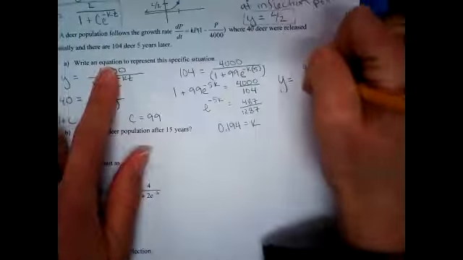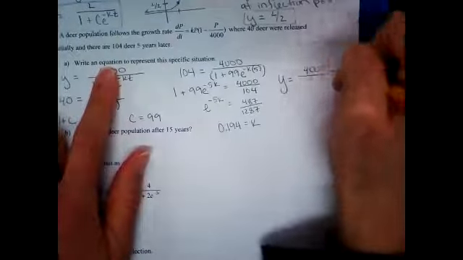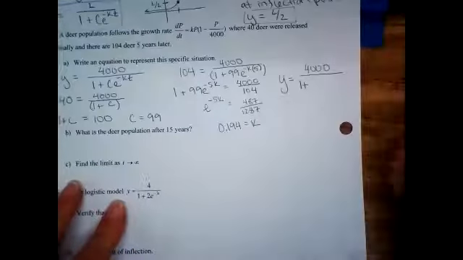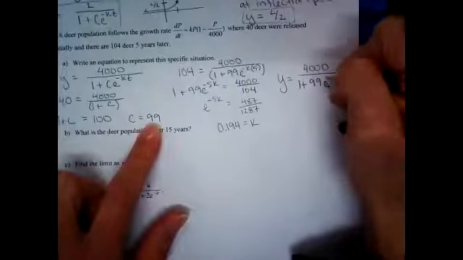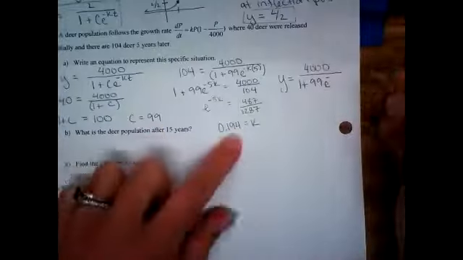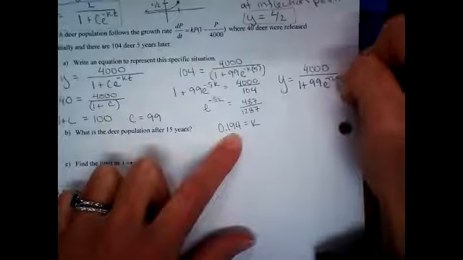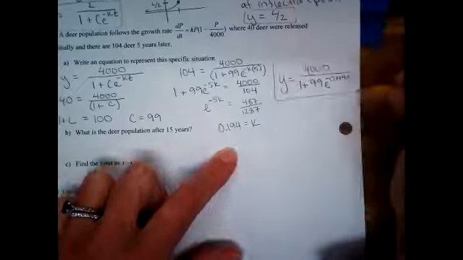The equation. So it's going to be y equals 4,000 over 1 plus, all right, c would come next. What was c, 99? 99 e to the negative 0.194 t. That is your final answer.